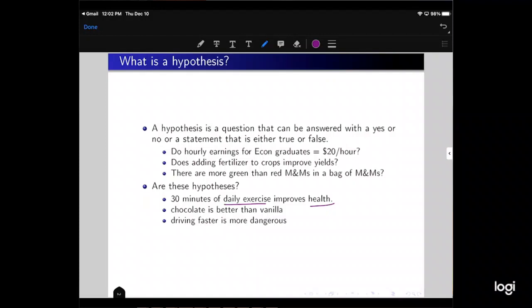Chocolate is better than vanilla. Not a hypothesis, because this is subjective. Driving faster is more dangerous. Driving faster than what? And more dangerous than what? Driving slower or jumping out of an airplane? It's not really a hypothesis.